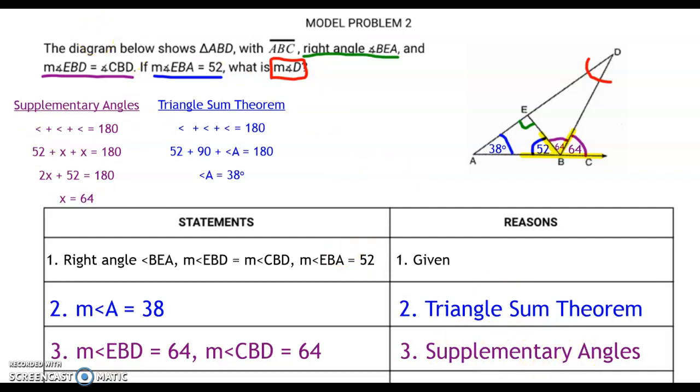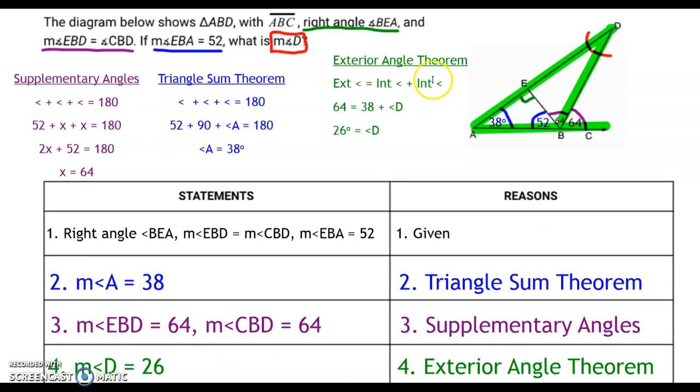Last but not least, let's look at the relationships here. I have this angle up here, angle D, which I don't know yet, but I have this triangle and an exterior angle for that triangle at 64. So I can take 38 degrees and this angle, add them together, that should be equal to 64. In other words, I'm going to be using the exterior angle theorem.